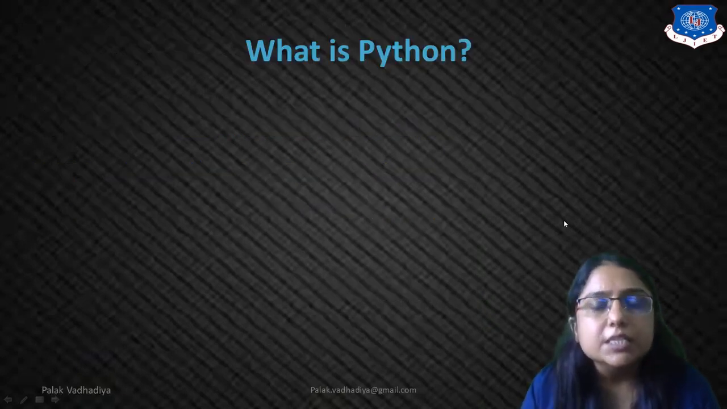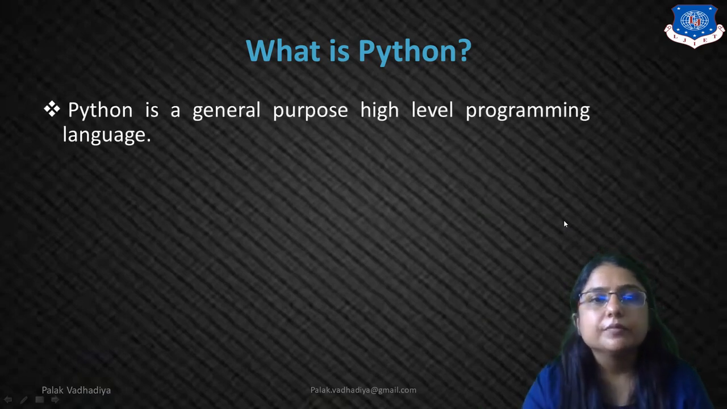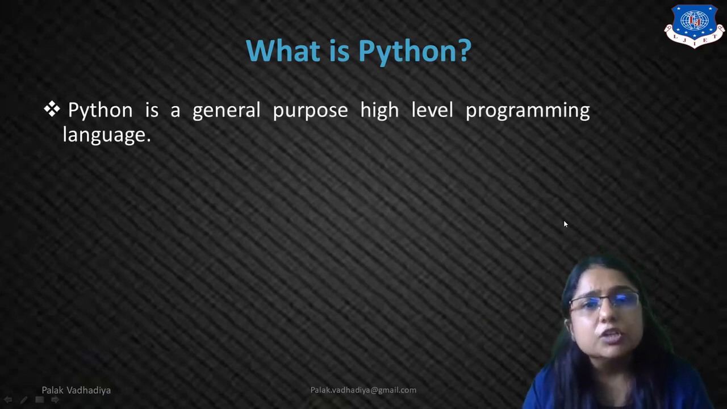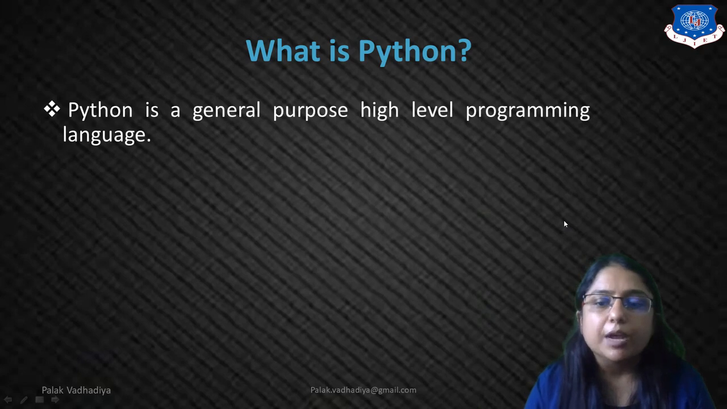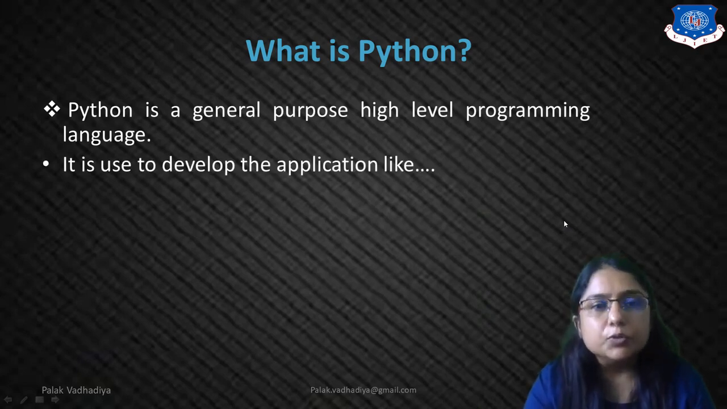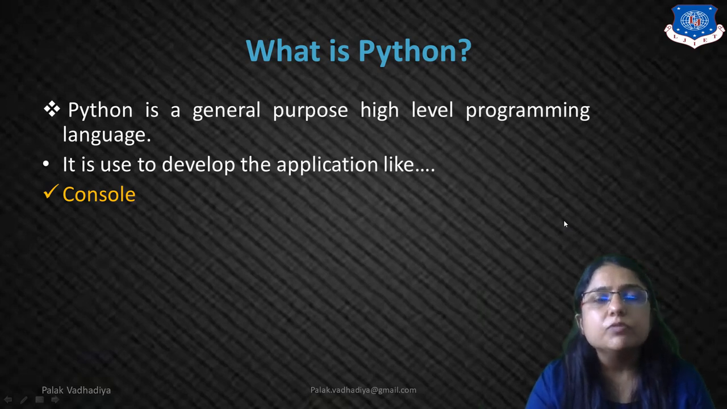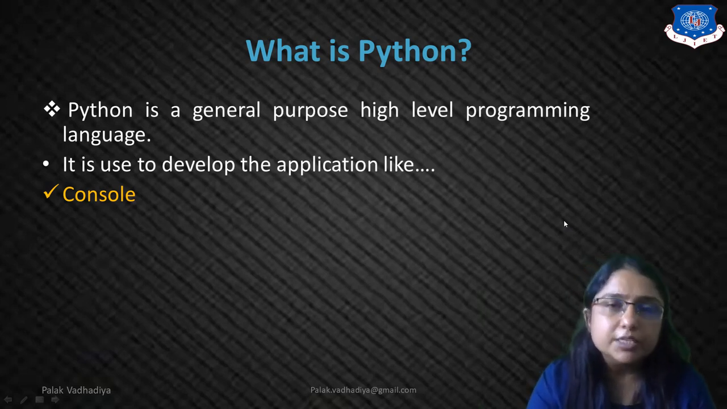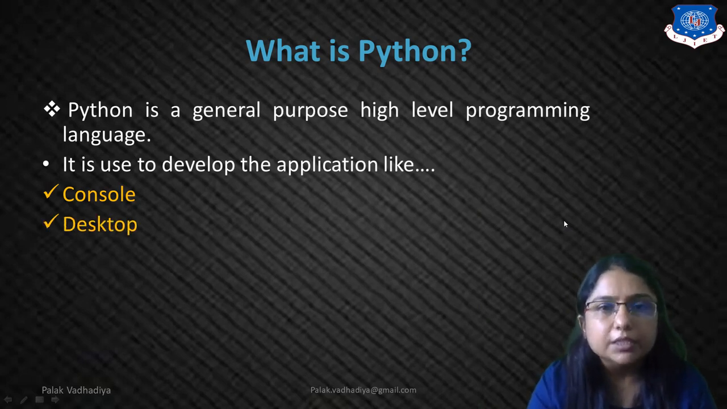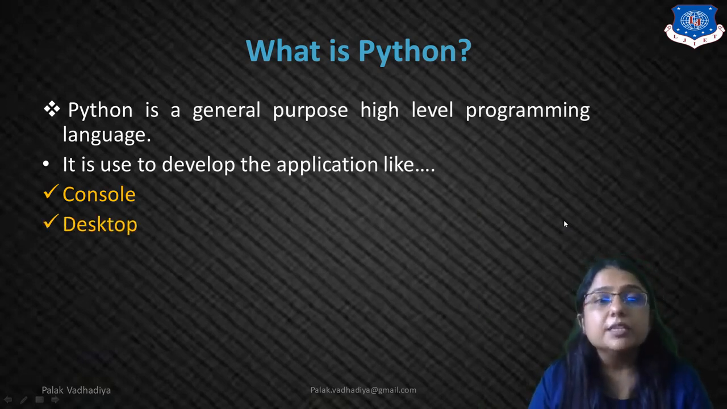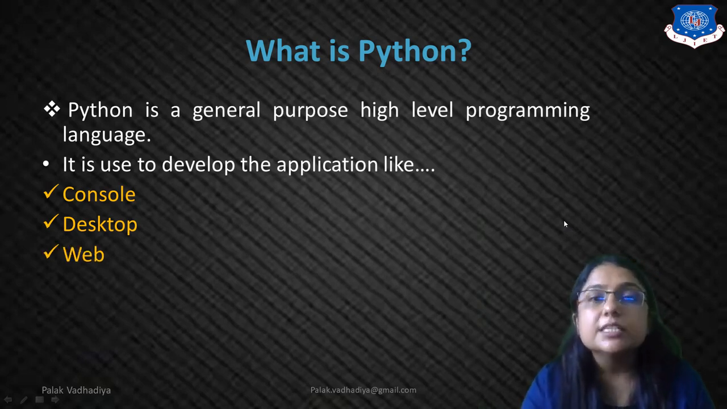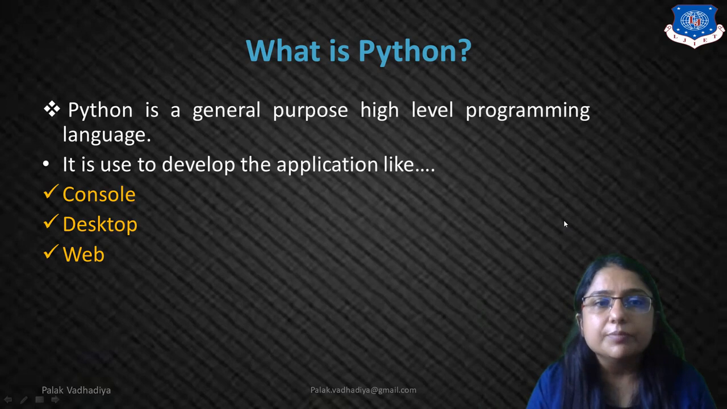So first we will discuss what is Python. Python is a general purpose high level programming language. It is used to develop applications like console applications. Console means whatever programming you do in C, the same kind of programming you can do with the help of Python. Then yes, we can make desktop applications with the help of Python, just like a calculator. Calculator is the best example of a desktop application.